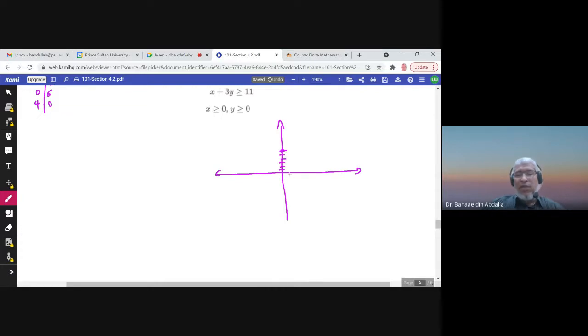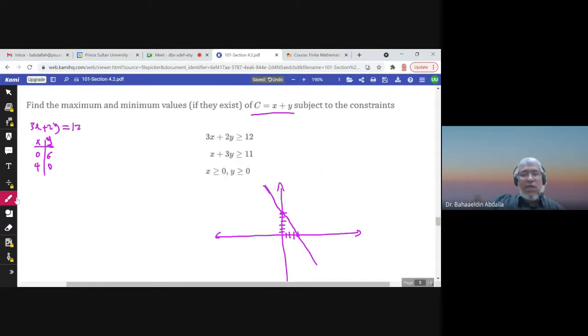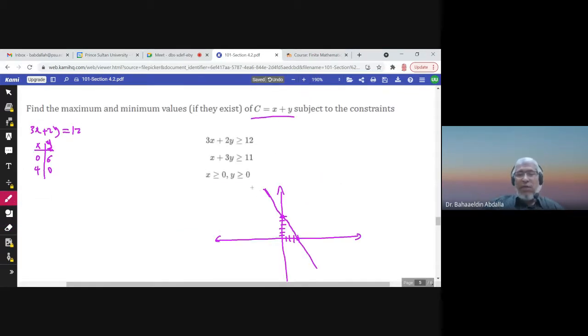So this is (0, 6), and this is (4, 0), and this is the graph of the line. Okay, this is the line 3x plus 2y equals 12.